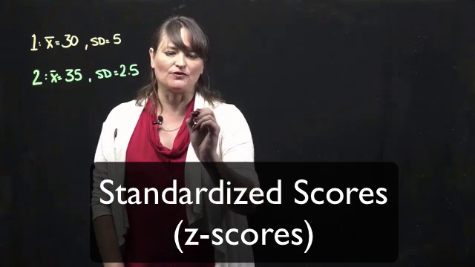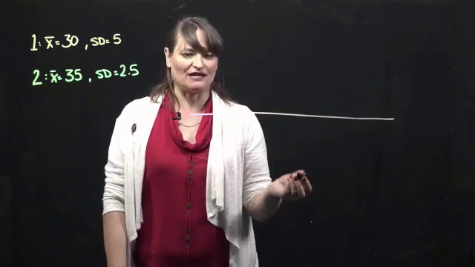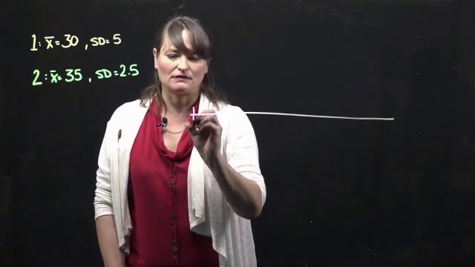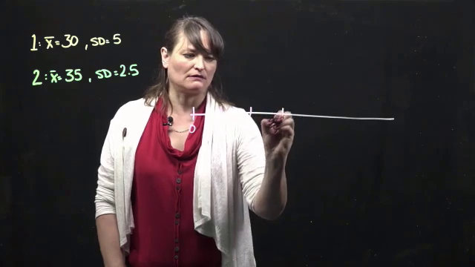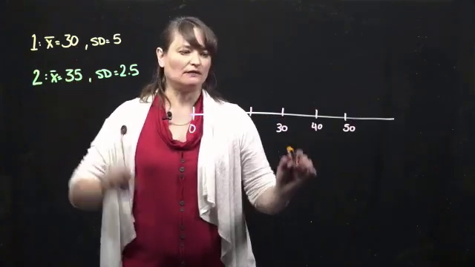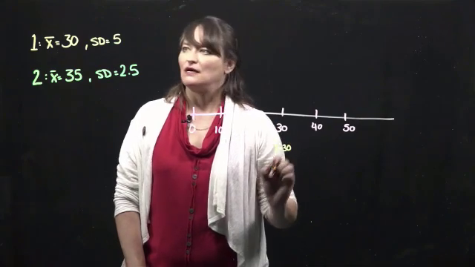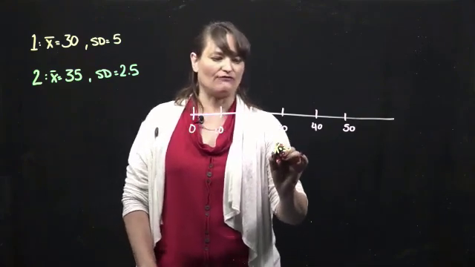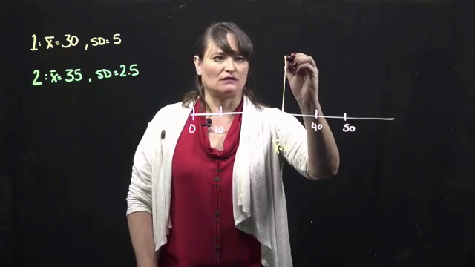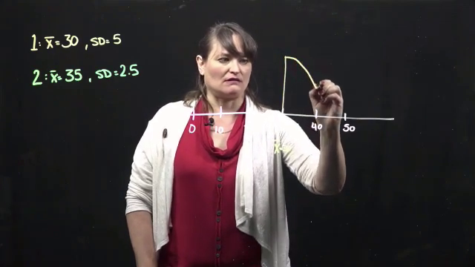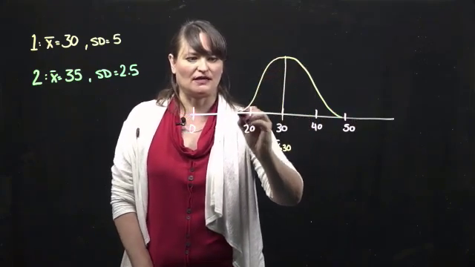Let's start by putting these both on the same scale and taking a look at seeing what the data tells us. Evaluation 1 has its mean right here at 30 and has a standard deviation of 5. So we're going to see a distribution that comes out symmetrically like that.